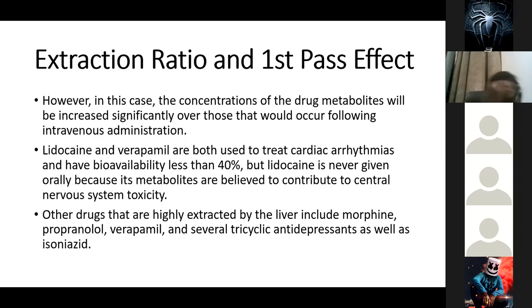However, you don't give lidocaine orally because the lidocaine has metabolites which will contribute to the toxicity of the medication. Other medications that are extracted by the liver when given orally include morphine. We just looked at morphine and said the extraction ratio is 0.67, and so the bioavailability, or the amount of morphine available to systemic circulation, is 0.33. Verapamil is also extracted by the liver, and then certain tricyclic antidepressants, for example, amphetamine, as well as isoniazid.